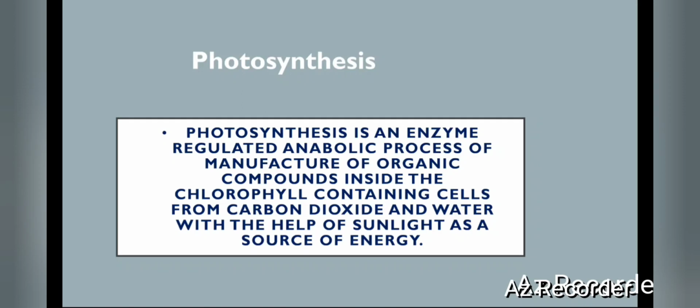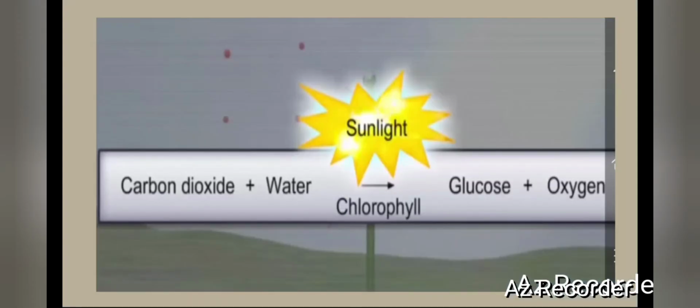Photosynthesis is an enzyme-regulated anabolic process of manufacture of compounds inside the chlorophyll containing cells from carbon dioxide and water, with the help of sunlight as a source of energy.